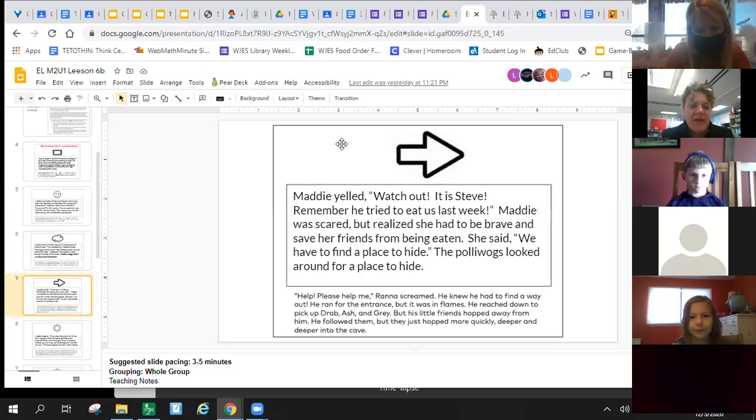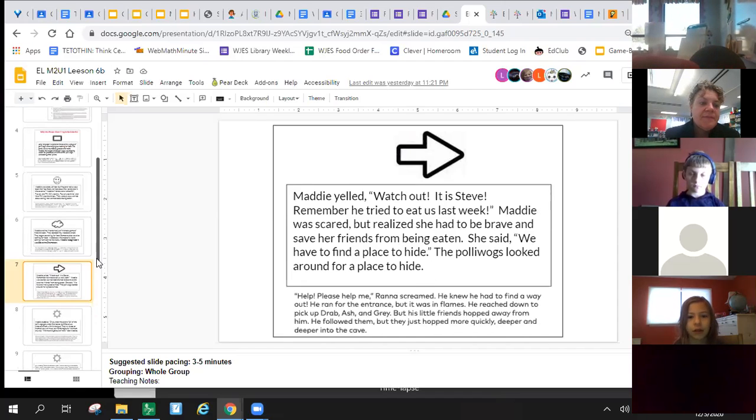And then we have this section here, which is how the arrow represents how the different characters respond or act, or what they say, or what they think about the problem. Maddie yelled, "Watch out, it is Steve. Remember, he tried to eat us last week." Maddie was scared, but realized she had to be brave and save her friends from being eaten. She said, "We have to find a place to hide." The pollywogs looked around for a place to hide.